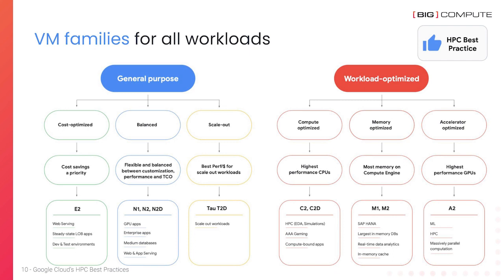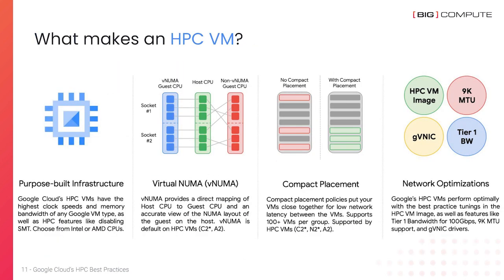Back to compute. Google offers a wide variety of VM families, and choosing the right VM for your workload is a best practice. We have our general purpose VMs, including some of our lower performing, cost-effective, efficient options like E2. And these particular processors work well for scale-out workloads like web hosting. Our workload-optimized VM families complement those, like our compute-optimized VMs, the C2 and C2Ds, as well as our accelerator-optimized VMs. What makes an HPC VM different from other VMs? Well, the HPC VM has several differences that make them a better fit for HPC workloads.